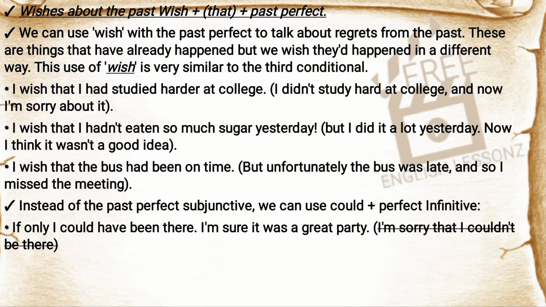Wish is about the past. Wish plus that plus past perfect. We can use wish with the past perfect to talk about regrets from the past. These are things that have already happened but we wish they'd happened in a different way. This use of wish is very similar to the third conditional.